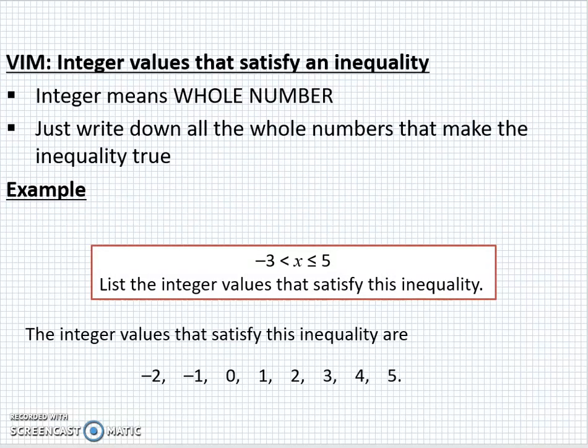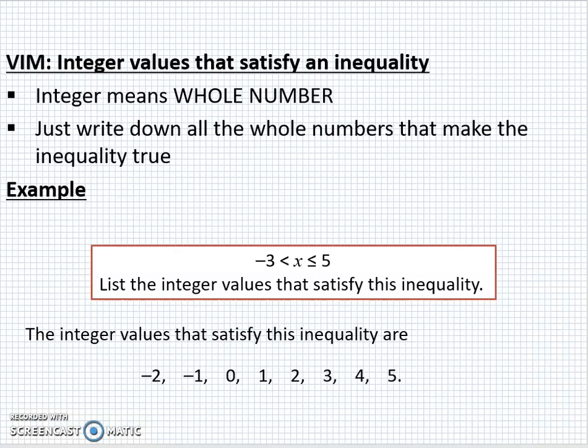Here is another Vim for you to copy down. Integer values that satisfy an inequality. Integer means whole number. Just write down all the whole numbers that make the inequality true. So for example, I've got my x that is greater than -3, but not equal to, and x is less than but equal to 5.